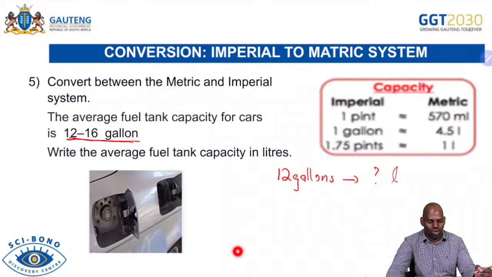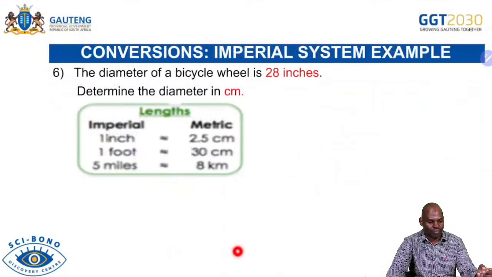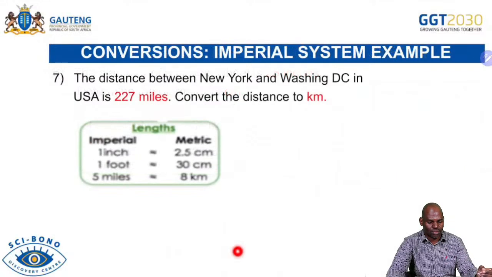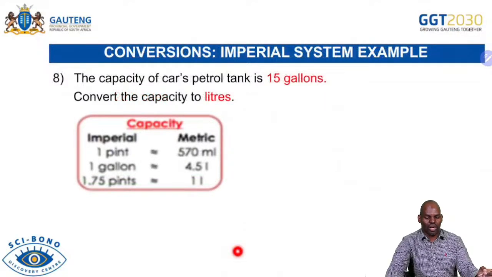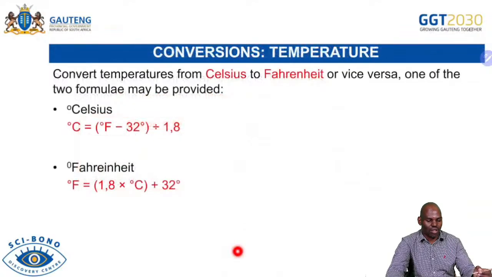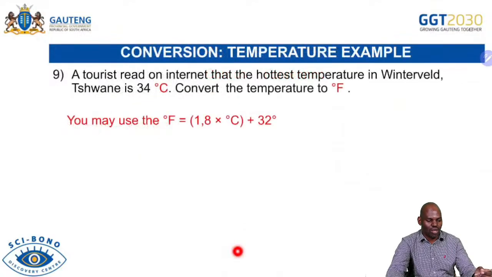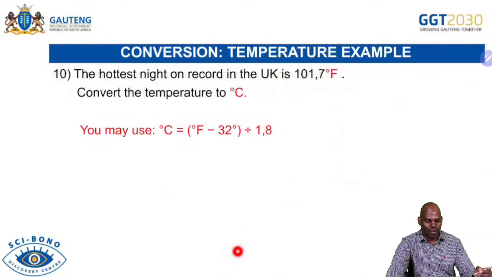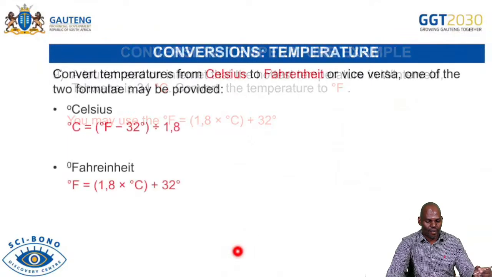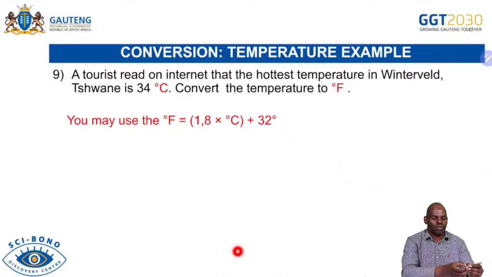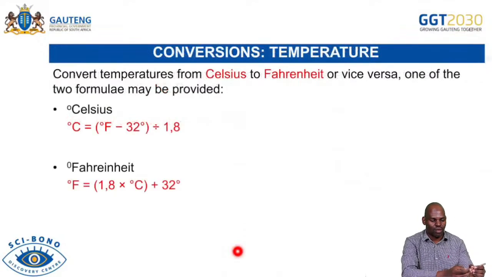Okay, so the conversion factors, let me check. If we go back to this question, you will see that we've got 1 gallon is equals to 4,5 liters. Let me check. It's not indicated here.